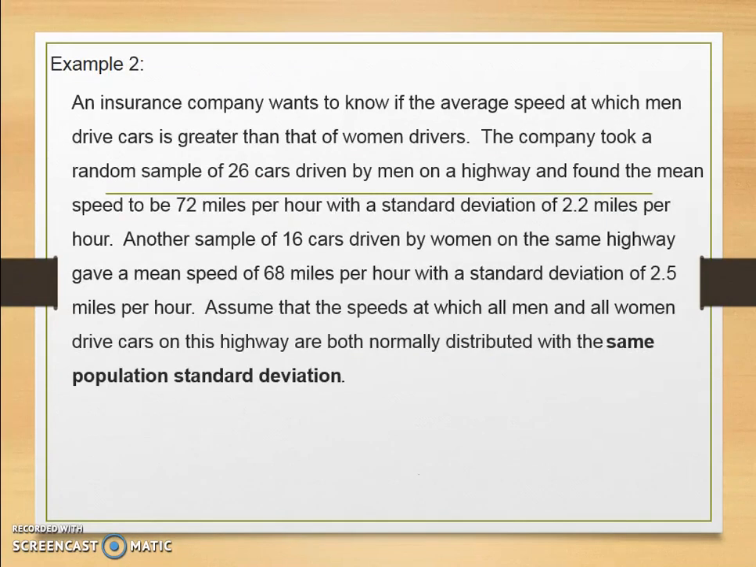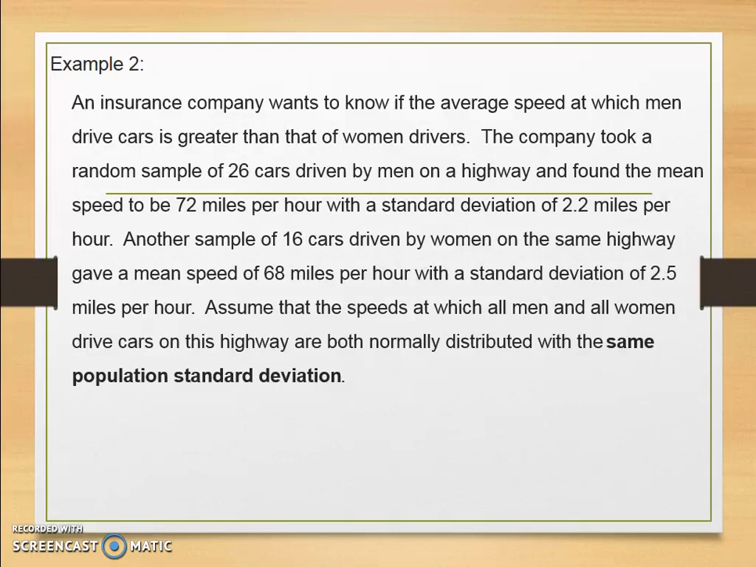An insurance company wants to know if the average speed at which men drive cars is greater than that of women drivers. The company took a random sample of 26 cars driven by men on a highway and found the mean speed to be 72 miles per hour with a standard deviation of 2.2 miles per hour. Another sample of 16 cars driven by women on the same highway gave a mean speed of 68 miles per hour with a standard deviation of 2.5 miles per hour.